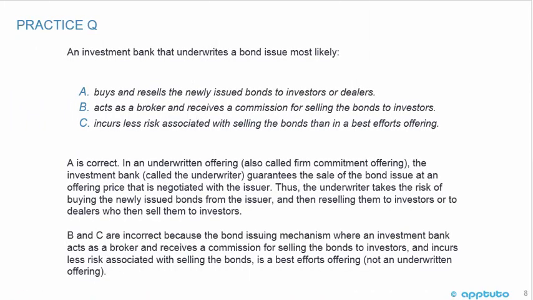An investment bank that underwrites a bond issue, most likely A, buys and resells the newly issued bonds to investors or dealers. In an underwritten offering, also called firm commitment offering, the investment bank, called the underwriter, guarantees the sale of the bond issue at an offering price that is negotiated with the issuer. Thus, the underwriter takes the risk of buying the newly issued bonds from the issuer and then reselling them to investors or to dealers who then sell them to investors.